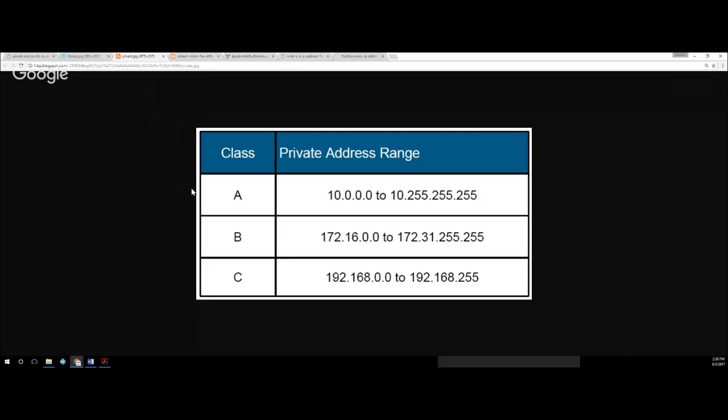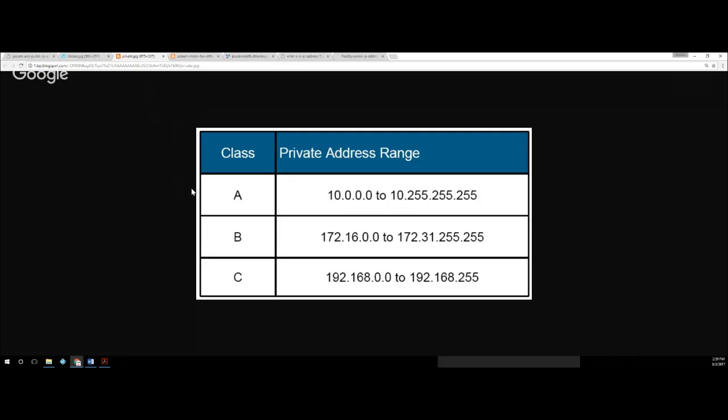Class B is anything between 172.16 and 172.31. Now again, you didn't hear me go through the zeros and the 255s because you have to get used to the fact that we're just looking for the network ID portion, and I will explain that here in just a few seconds. But anything that falls between 172.16 and 172.31 equals private Class B.